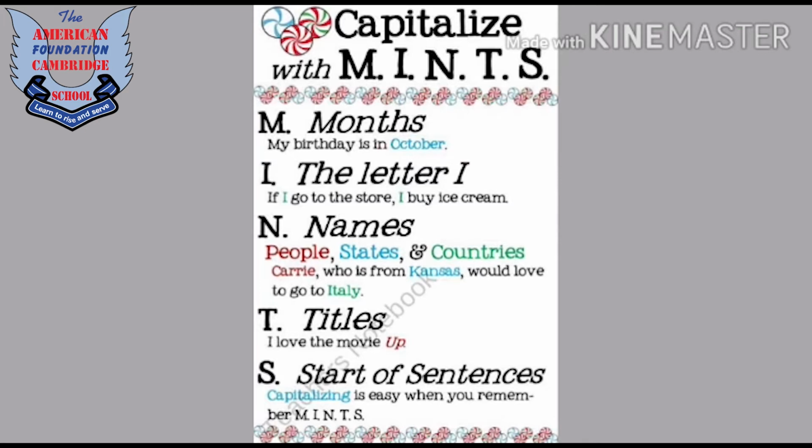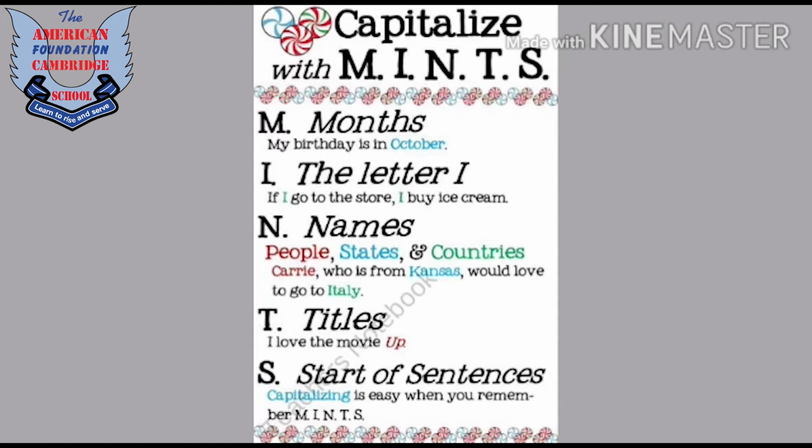The second one we see is the letter I. Whenever you're referring to yourself, whenever it's used as a pronoun, you are never going to write it as a small i. That's a very big error and mistake in a sentence. See the example: If I go to the store, I buy ice cream. Both the I's are in capital letters. You will never write a small i in your sentences or paragraphs, or when you start a new sentence after a full stop. So never write I as small, always capital.